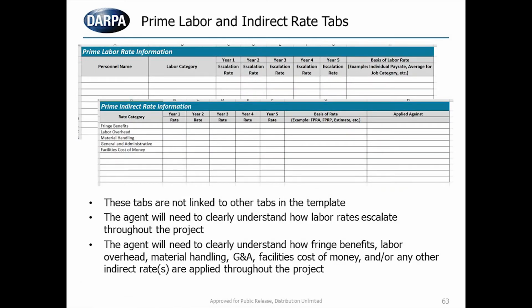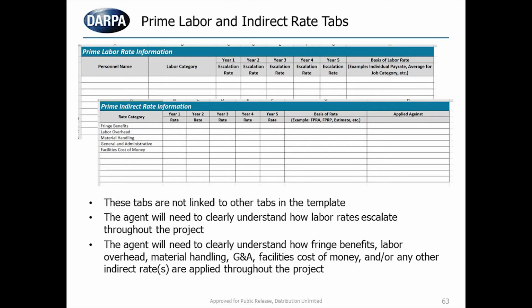Then, as I mentioned in the introduction, there are a few tabs that really aren't linked to anything else, but still contain essential cost proposal information. If your proposal is selected for funding, it's going to be necessary for your contracting agent to obtain all of the information that is included in these tabs. A good example is the prime labor rate information. In the phase tabs, we understand how the costs break down to task and subtask, but we don't really understand how the rate will escalate. That's one of the goals of this tab.